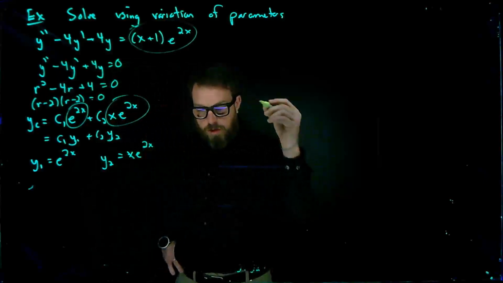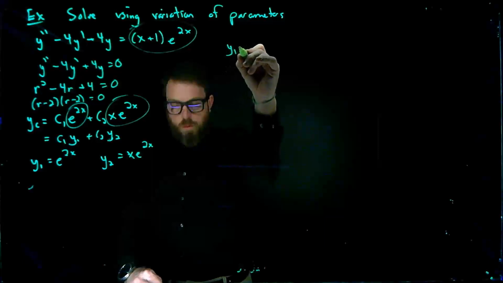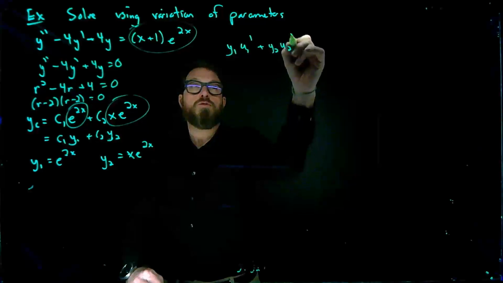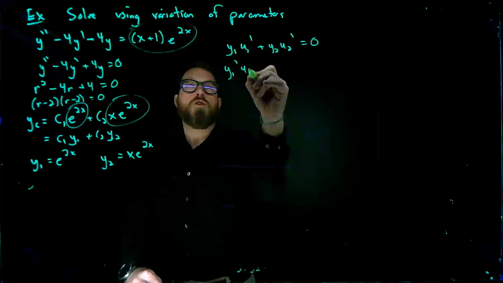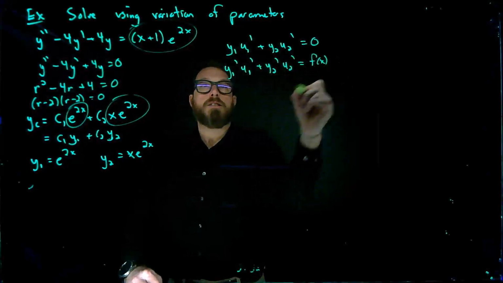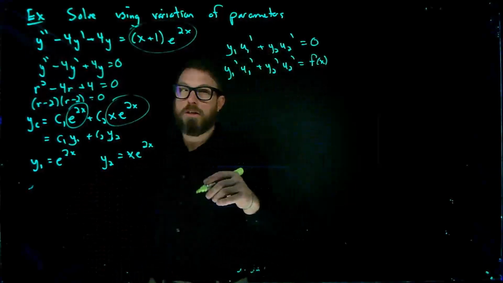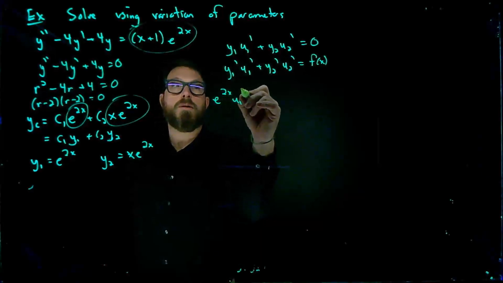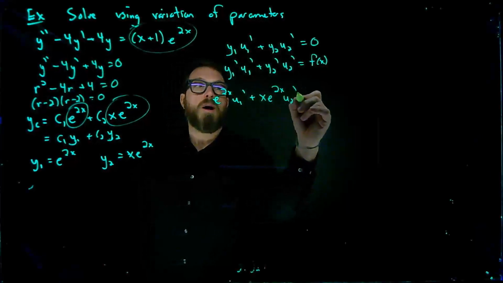Now when we set up our variation of parameters, we know that y1 times u1 prime plus y2 times u2 prime is equal to 0. And then I'm going to have y1 prime u1 prime plus y2 prime u2 prime equal to f of x. I already know what y1 and y2 are, so they go in the top location. So this is e to the 2x u1 prime plus x e to the 2x u2 prime is equal to 0.